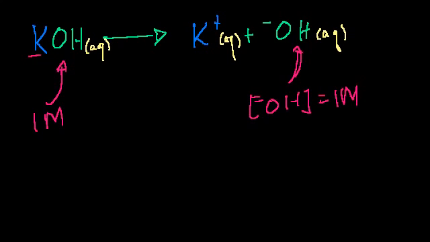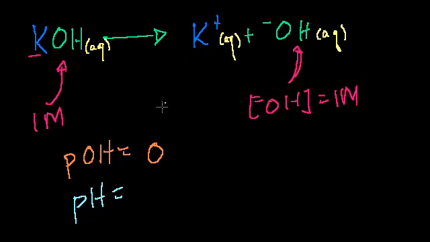So what is your pOH? pOH is just the negative log of this. The log of 1 is 0. The negative of 0 is 0. And then your pH in this circumstance, well, you could say, oh, it was the hydrogen concentration. Oh, you don't know what the hydrogen concentration is, but you know that when you throw a bunch of this stuff in, it's going to sop up a bunch of hydrogen. The hydrogen's going to go down a lot. But you're like, well, how do I measure it?